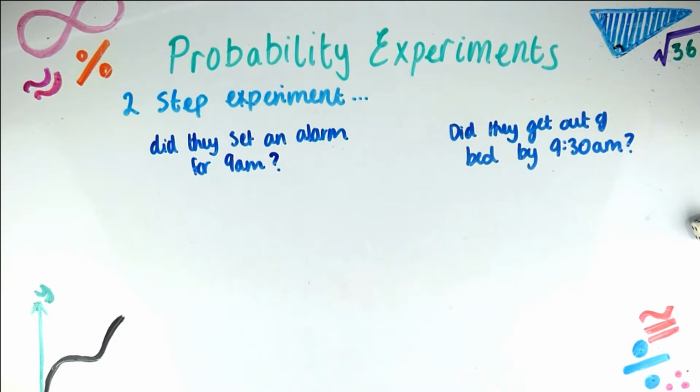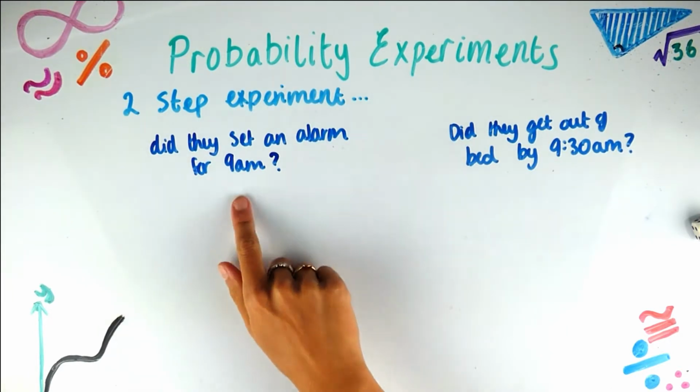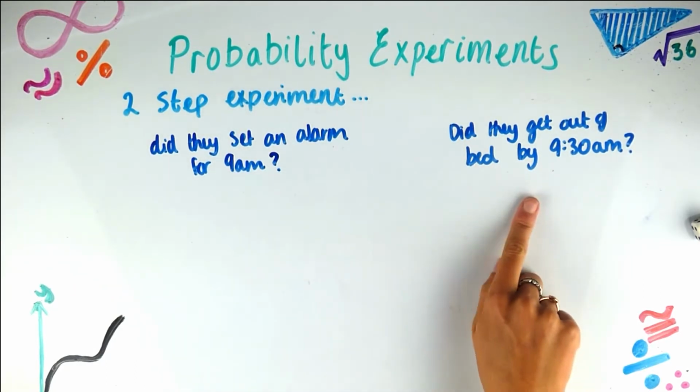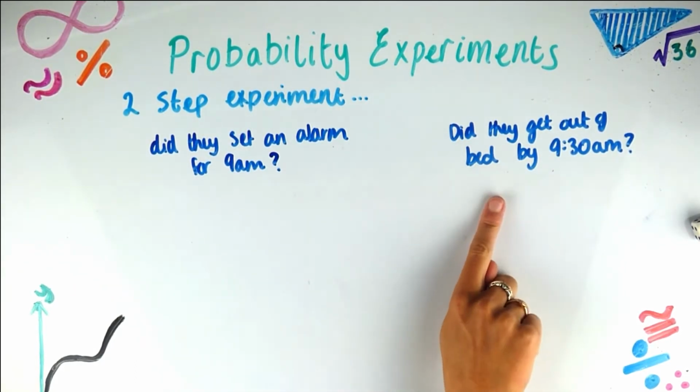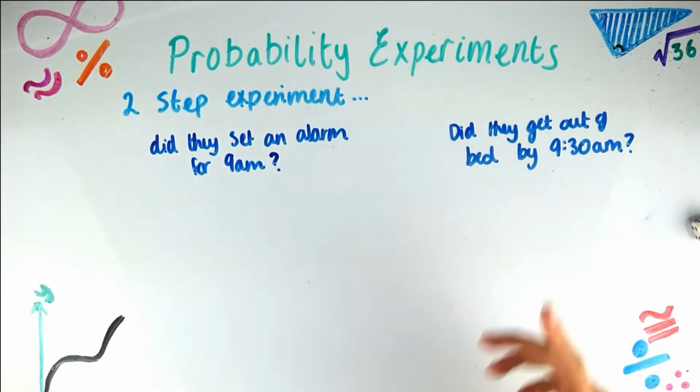So the way this works is that we have two steps. Step 1 is the question, did they set an alarm for 9 AM? And then step 2 is about the probability, did they get out of bed by 9:30 AM? So it can kind of depend on whether you set an alarm or not.